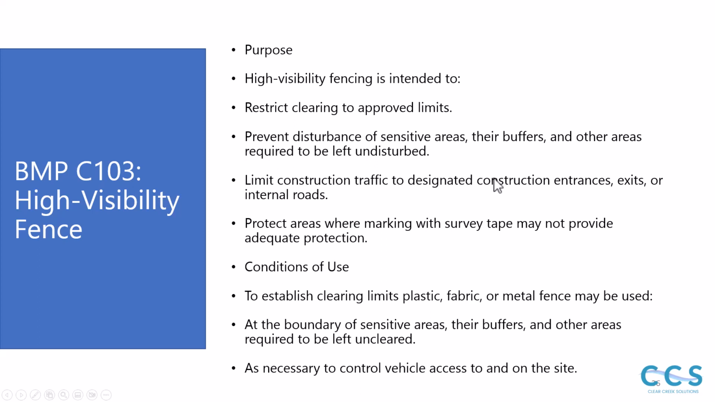So we've gone over the minimum requirements, and now we're at some of these construction pollution requirements, and we've been going over all the various BMPs that are included in that manual. And so we went over BMP C102 earlier. Now we're going to continue to look at some of the other BMPs that you can use for your specific projects. This one is BMP C103, high visibility fence.